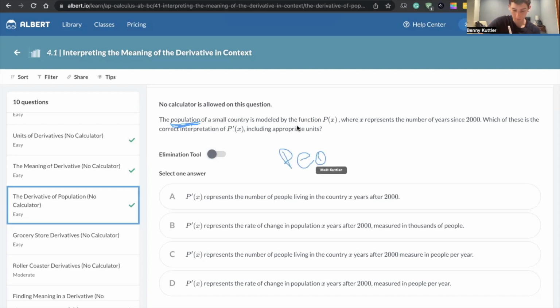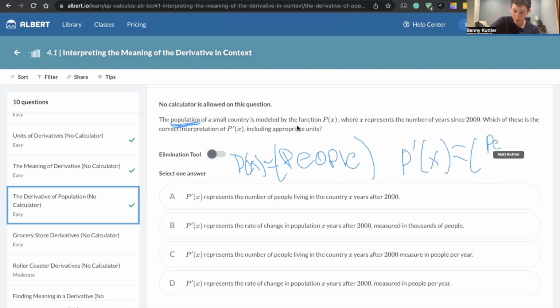So p of x is in people. Now, whenever we're taking the rate of change of something, in this case with respect to time, years, we do per whatever that time unit is. So here, p prime of x will be measured in people per year. So let's see which one of these choices matches up.